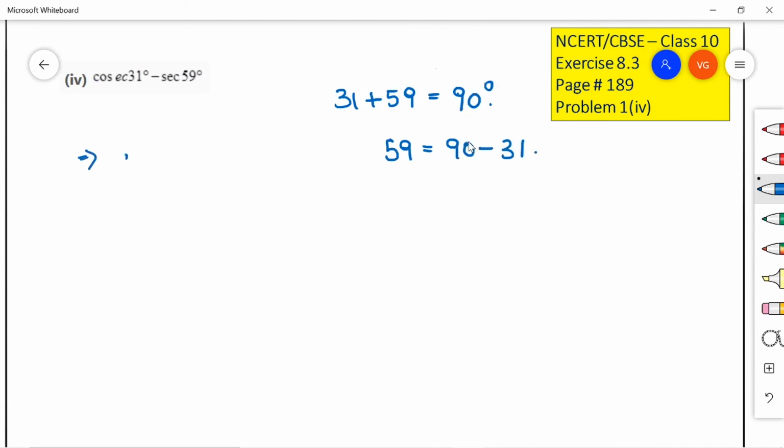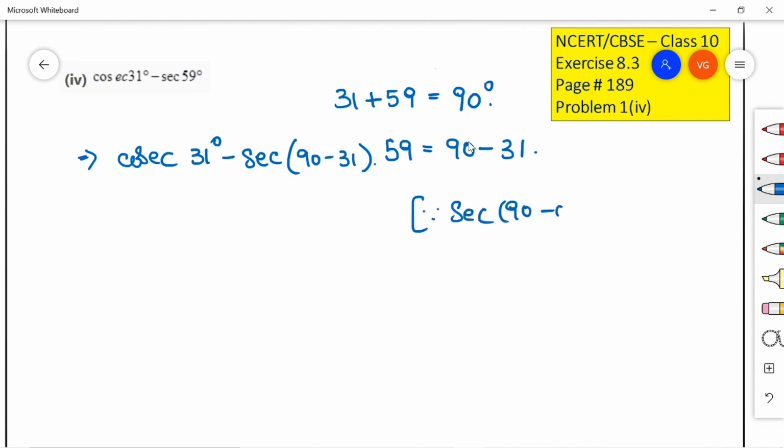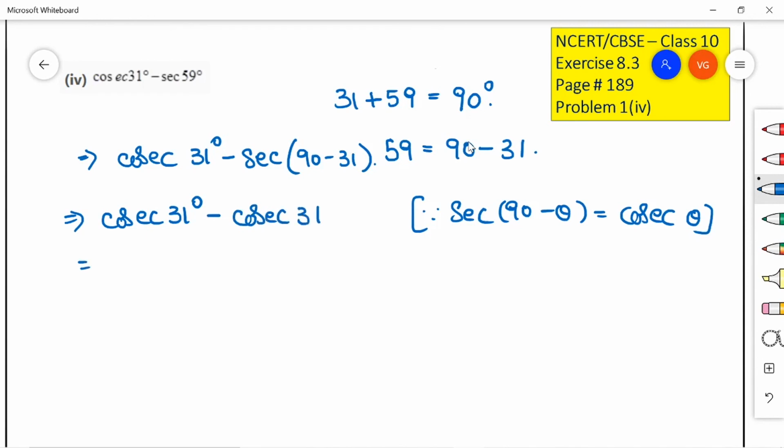So here, cosecant 31 degree minus secant, in place of 59 we can write 90 minus 31. So this is of the form secant 90 minus theta, which is nothing but cosecant theta. So we can write cosecant 31 degree minus secant 90 minus 31 as cosecant 31. So cosecant 31 degree minus cosecant 31 degree is 0. So the answer for this problem is 0.